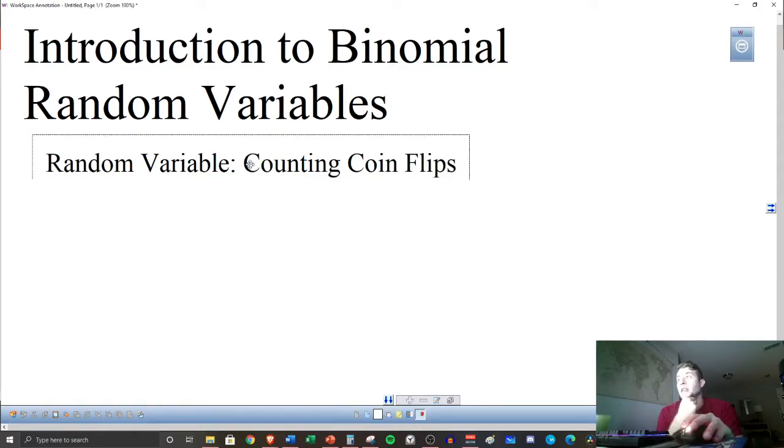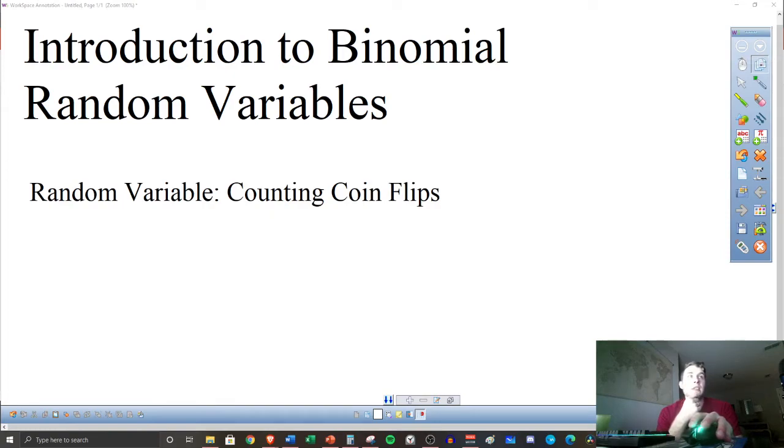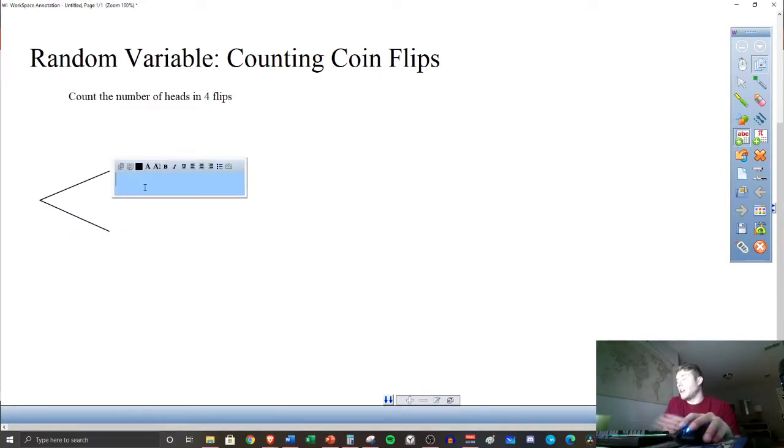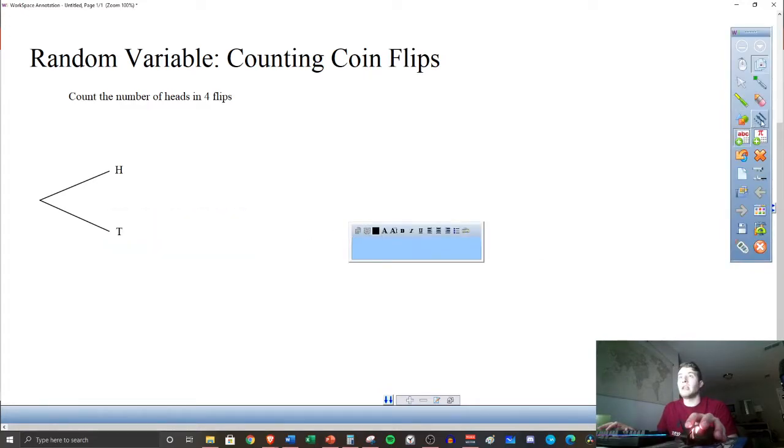I want you to write this random variable counting coin flips, and let's write this next. Here's what we want to do. Write this down. We want to count the number of heads that occur in 4 flips. And if we're going to do that, this should make you think of the old reliable tree diagram. We're going to have heads and we're going to have tails. So H and T. Go ahead and write that down.